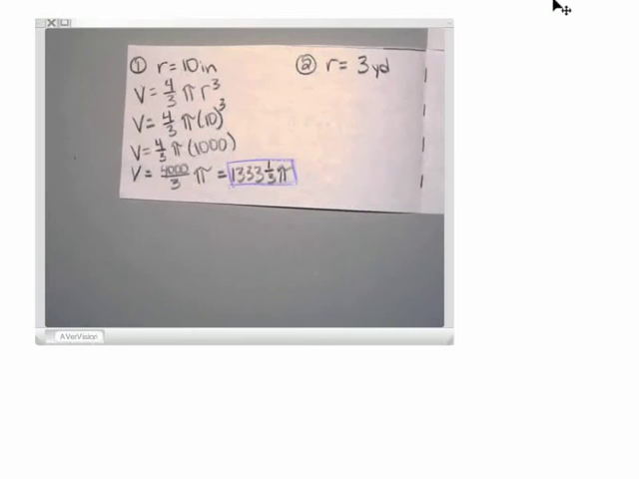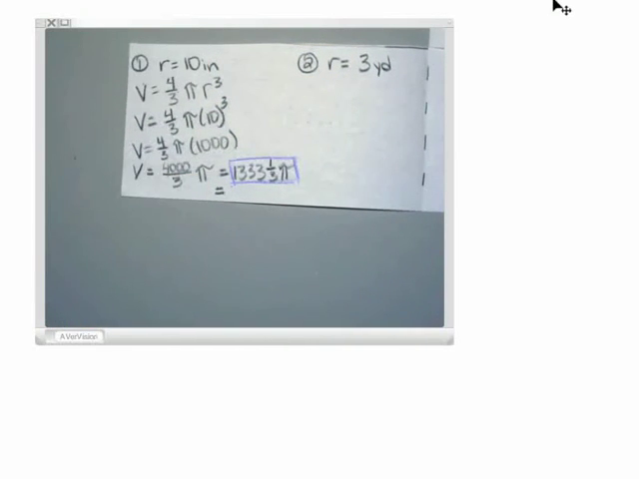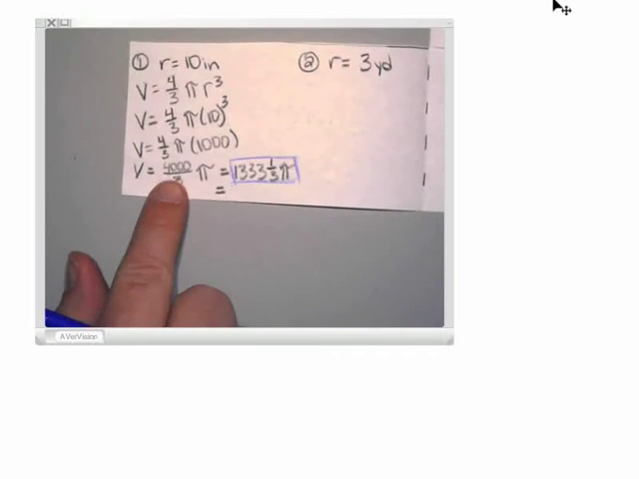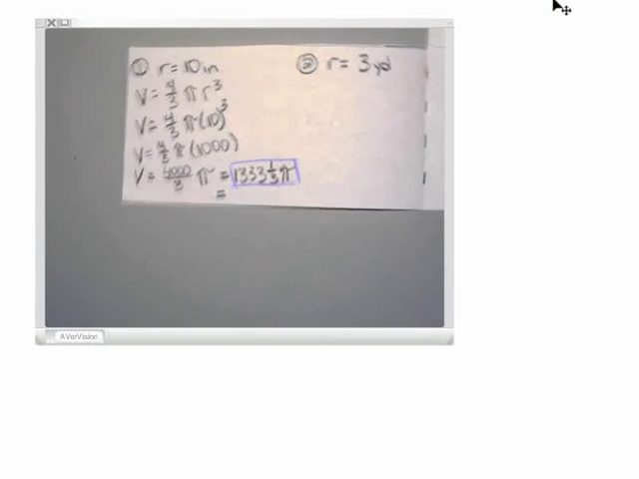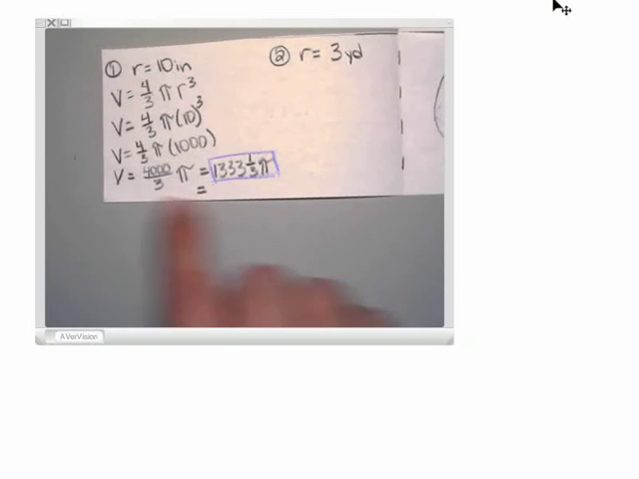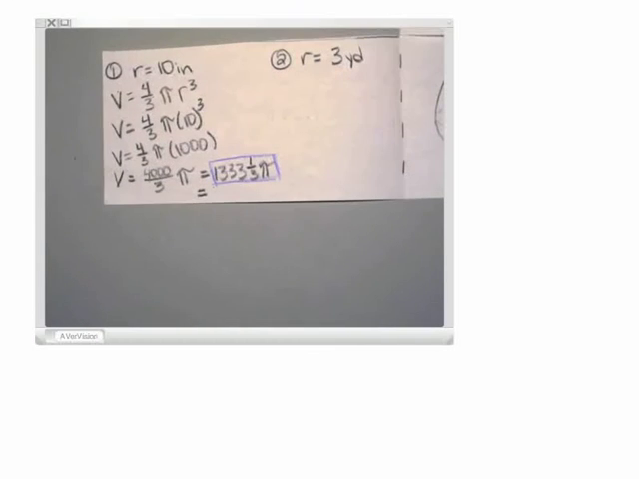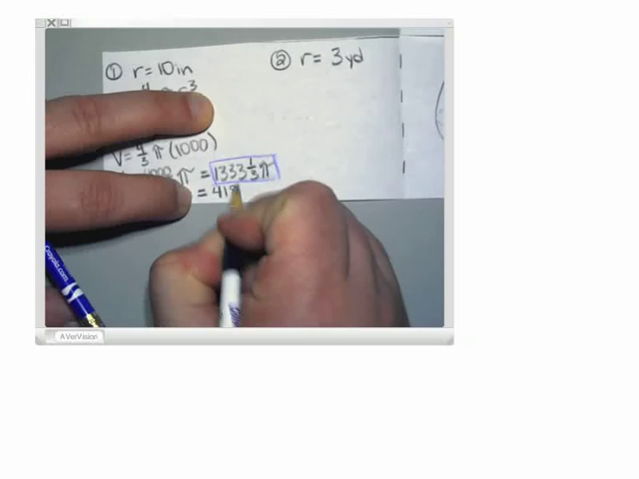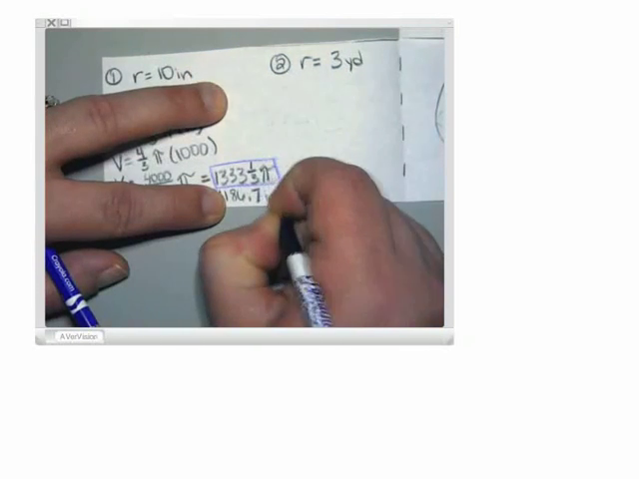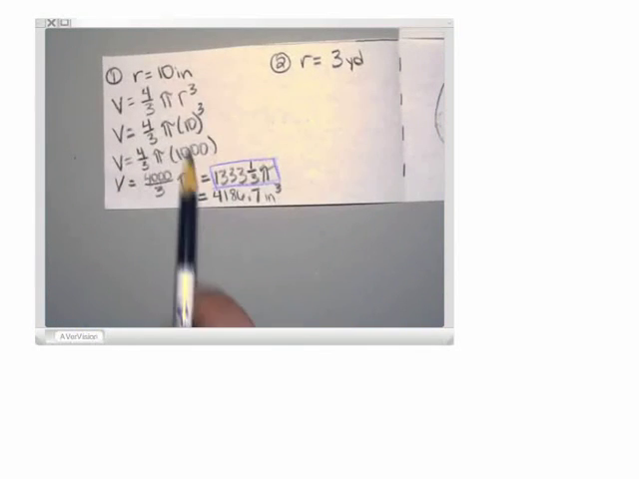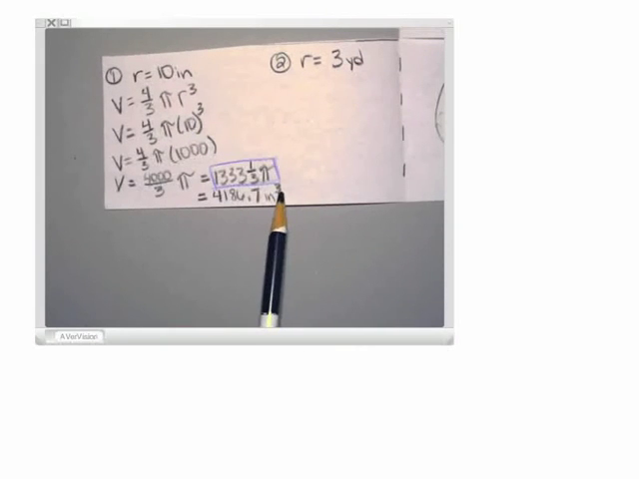Now we're going to go ahead and multiply 1,333 and 1/3 times pi, or we could put it back in this form, especially if we were using 22/7 as pi. We could go ahead and keep it improper, but we'll go ahead and use 3.14. So when we multiply by pi, we get 4,186.7 if we round, or that's actually 2/3 in fraction form. Okay? And this is inches cubed, because we had inches times inches times inches.